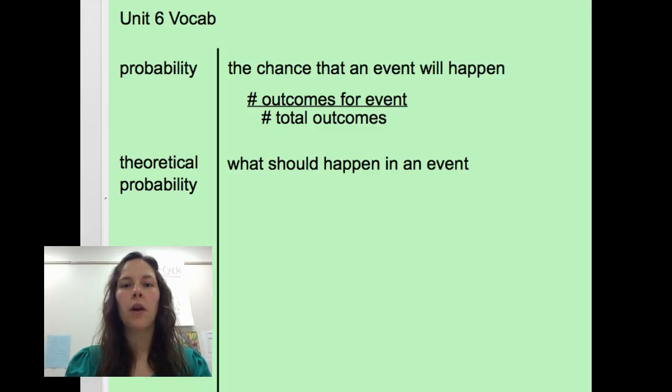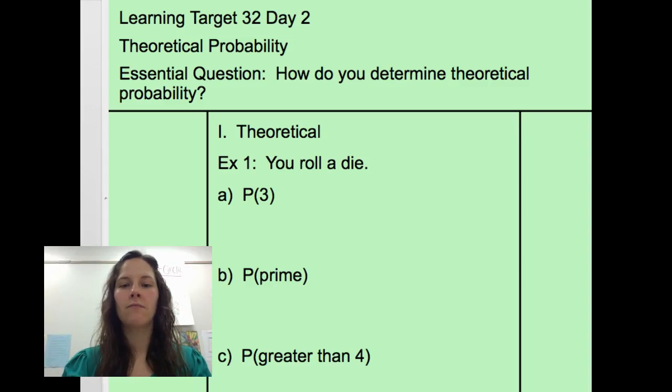Next, we're getting into our probability unit, and we're going to start by taking a look at what's called theoretical probability, and that's what you're really used to calculating. It's what should happen when an event occurs. And probability is the number of favorable outcomes, or what you want to happen, how many ways that what you want to happen could happen, over the total number of outcomes for each event.